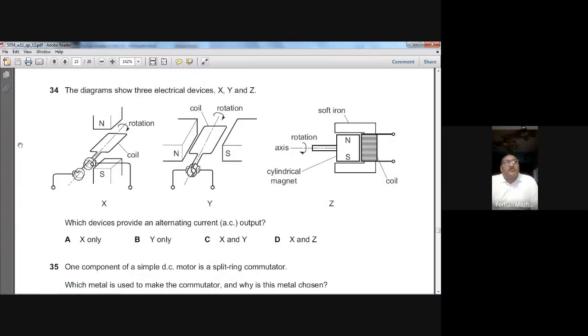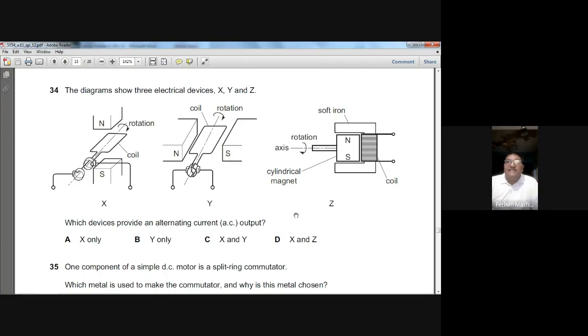The diagram shows three electrical devices, X, Y, and Z, and which device provides an alternating current AC output. You know, this is a generator. It has two slip rings. This is a generator, so it provides alternating output. This is not a generator. Here, this is the split ring commutator. It's a motor. So it does not produce alternating current.